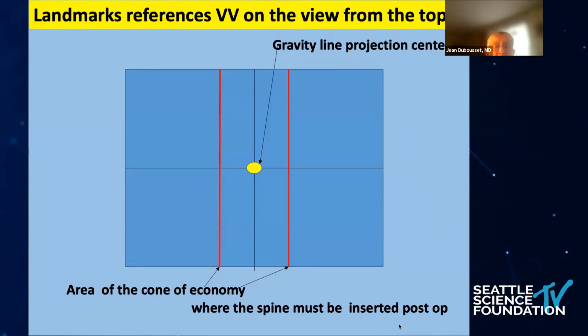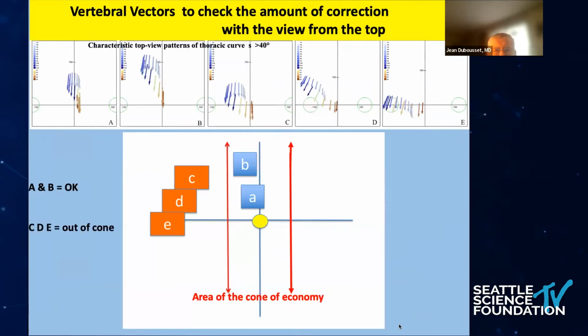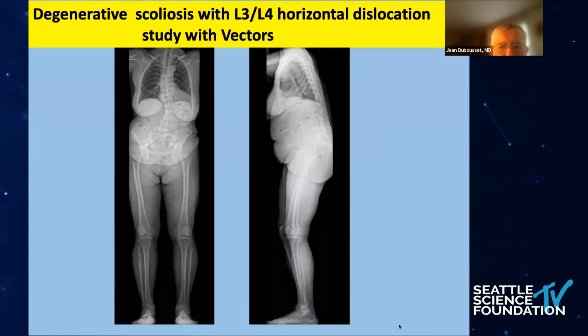So if you use a landmark with the vertebral vector, when you see from the top, you delimit the area of the cone of economy where the spine must be. You have inserted your patient here, and you can check the amount of correction you got. If you are in the A and B localization, it is acceptable. If you are outside, it is out of the cone, and your result will not be very good for a long time.